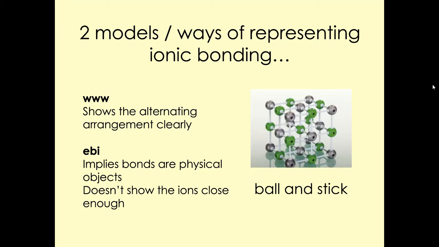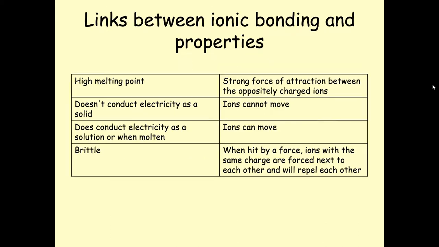However, it's got bonds between the ions, which is good because there are bonds, but those sticks kind of imply that bonds are physical objects, and they're not. Okay, so it's just a force of attraction. It also doesn't show them close enough. So in order to show the arrangement clearly, they're quite far apart. But in reality, there's no space in between the ions. So from that point of view, the ball and stick model isn't very good.